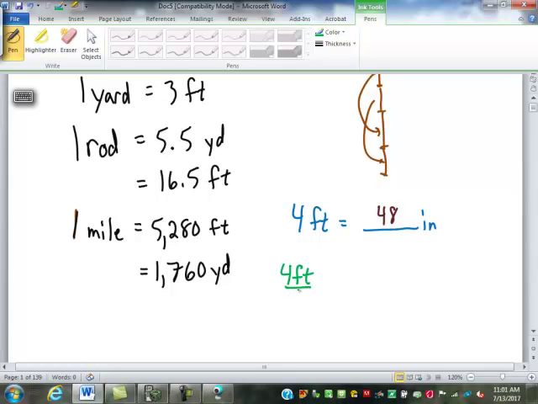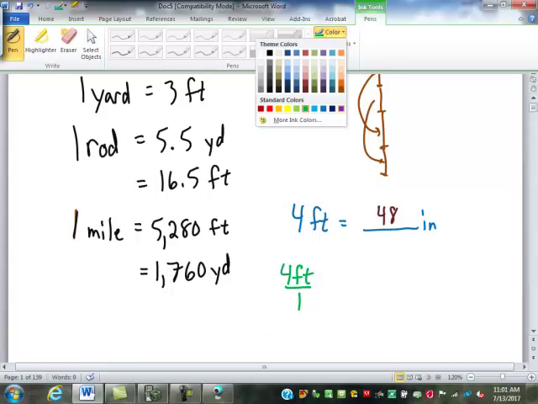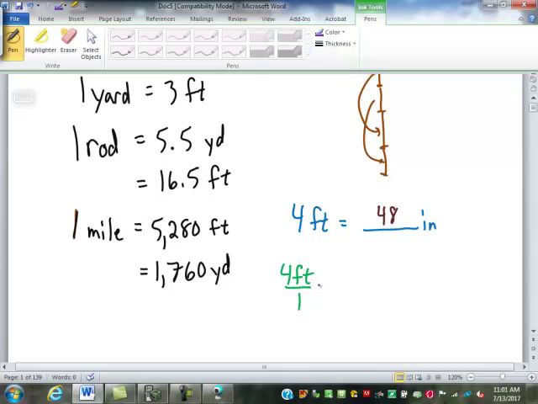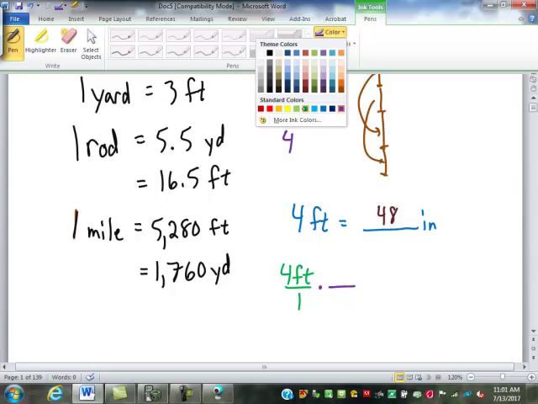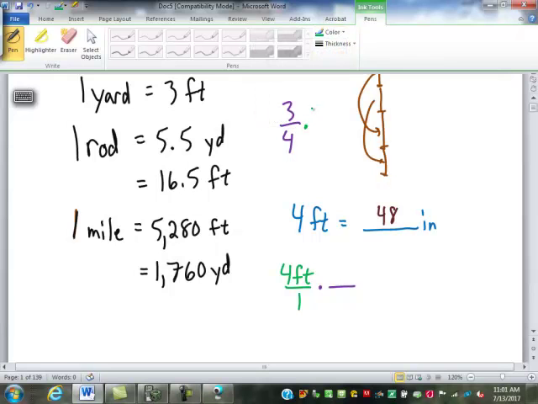the way we would approach that would be like this. We would actually make the 4 feet into a fraction by putting it over 1. Now, I caught a couple looks there like, it's not a fraction. Why are we turning it into fractions? Well, because the actual conversion factor is the same way we did fractions. Remember when we had 3/4? We could change its name by multiplying the top and bottom by the same thing.